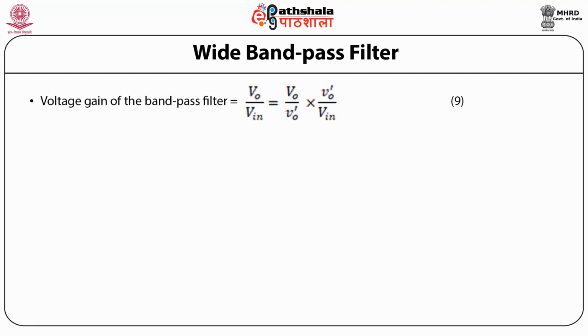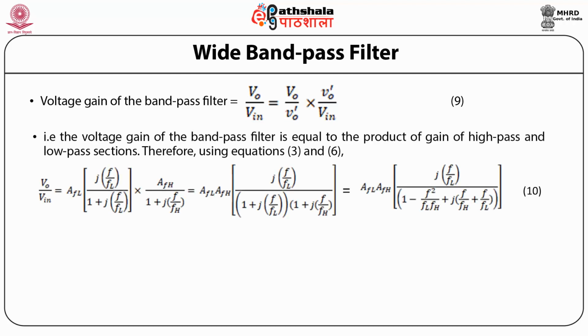Voltage gain of the bandpass filter is equal to V0 by Vin. In terms of the output of the first order high pass filter, which is V0 prime, the ratio of output to input voltage can be expressed as V0 by Vin is equal to V0 divided by V0 prime into V0 prime divided by Vin. That is, voltage gain of the bandpass filter is equal to the product of gain of high pass and low pass sections.